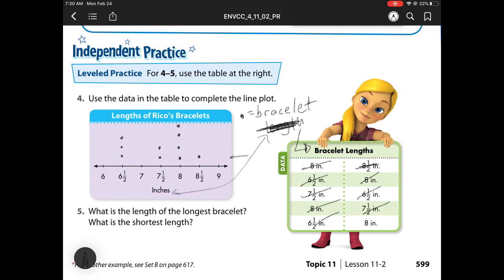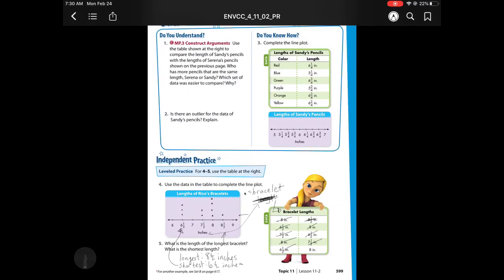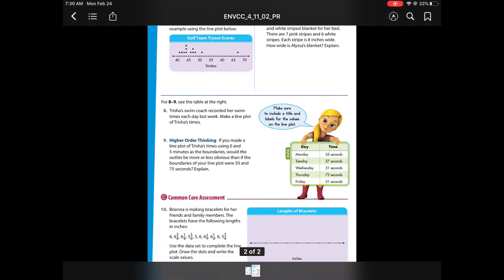What is the length of the longest bracelet? Well, my longest is that 8.5, so I'm going to put longest is 8.5, and that unit is inches. What's my shortest? Well, my shortest is that 6.5 inches, shortest being that smallest number. Okay, that's it, so let's head to our next page.